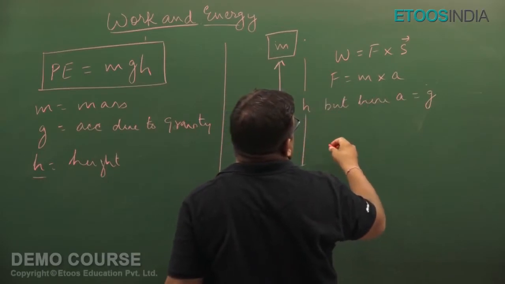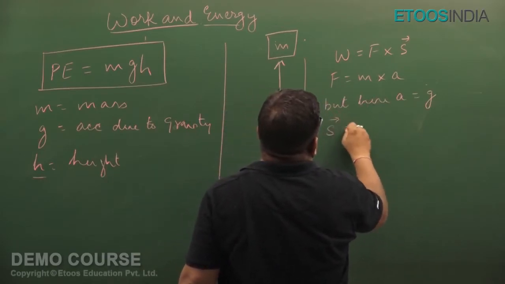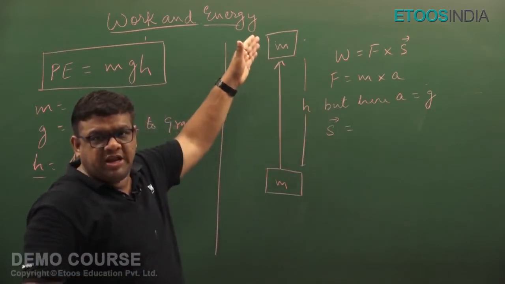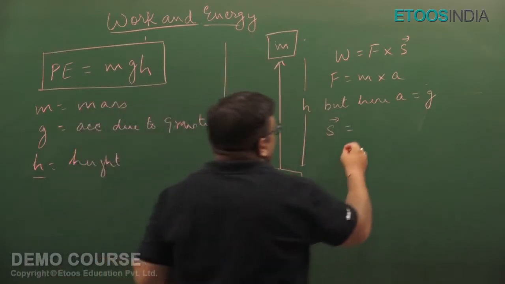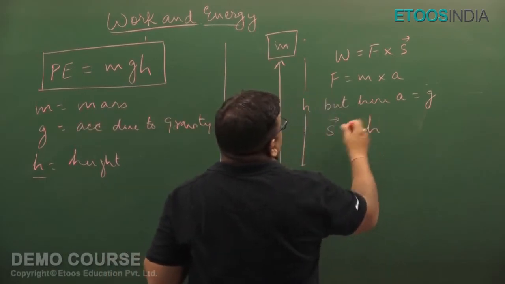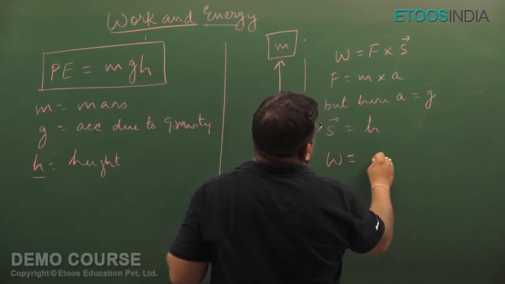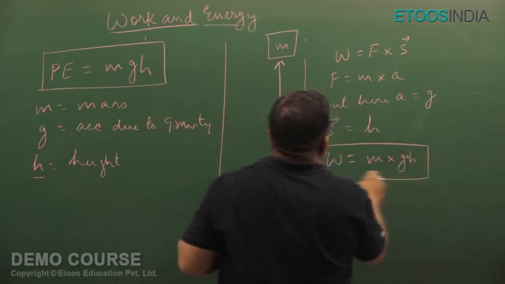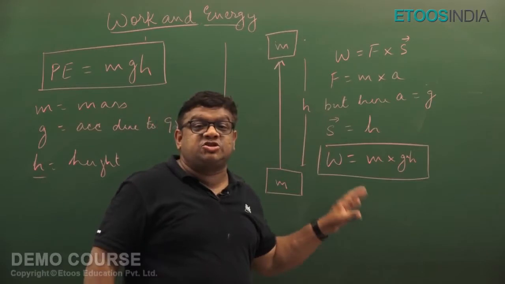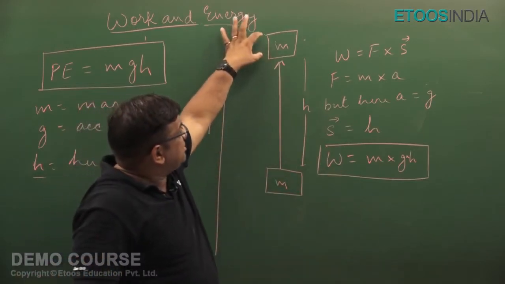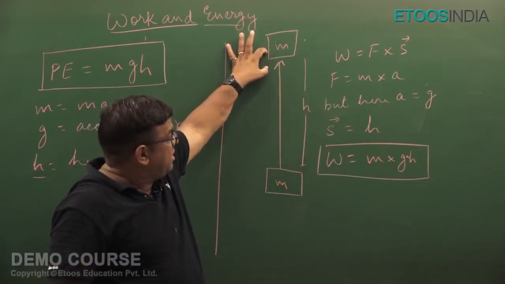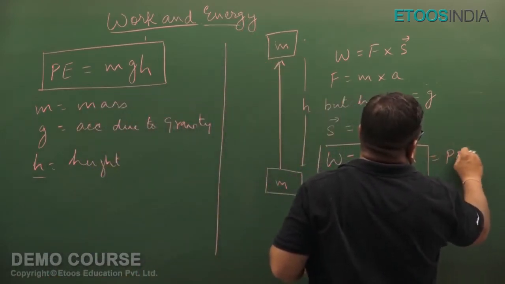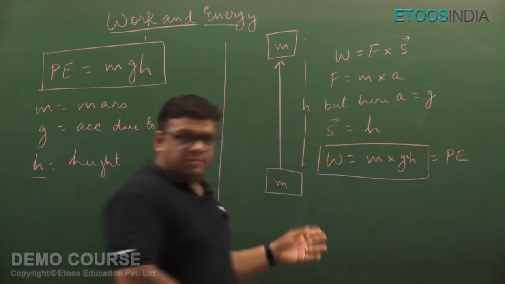Now, as the displacement is vertical, that means it is moving upward only. Got it? So what will happen now? This will become h. So by putting these values, I find that the formula becomes mgh, and it is this work done which is stored in this box or this mass m in form of potential energy. Is it clear? Please hold it down till here.